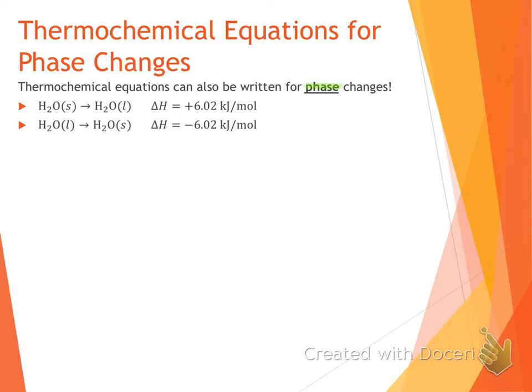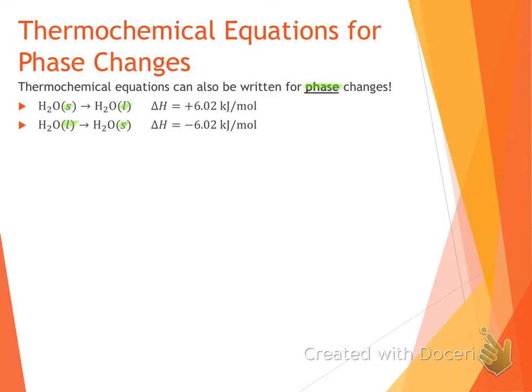So these chemical reactions that we see here, we see H2O solid going to H2O liquid going to H2O solid. Both of those are types of phase changes. The enthalpy whenever H2O solid goes to H2O liquid, or for melting 1 mole of water, is positive 6.02 kilojoules per mole. So it requires 6.02 kilojoules to melt 1 mole of water.